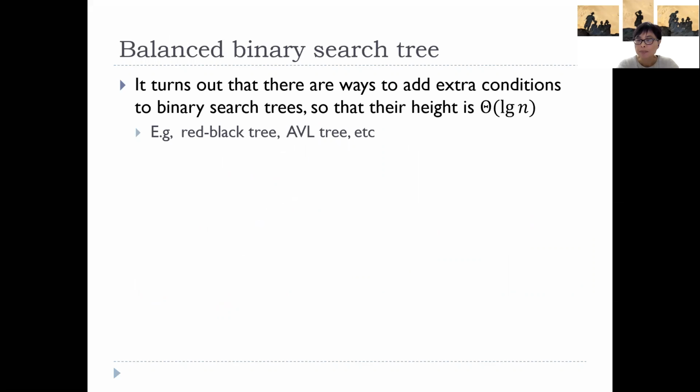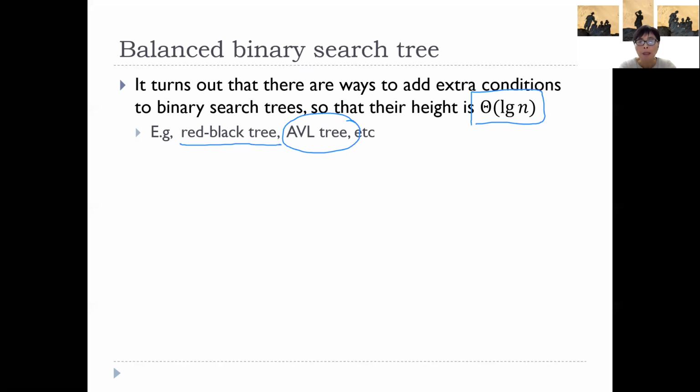As I said, it turned out that there are ways for us to add extra conditions to the binary search tree to make sure that the height is always log n asymptotically. There are different ways to do this. Some popular ones: one of them is called the red-black tree, the other is the so-called AVL tree. All of these are different ways to add conditions to a binary search tree, so that as long as those conditions are satisfied, the height of the tree is log n.